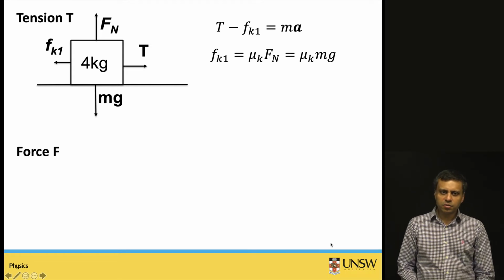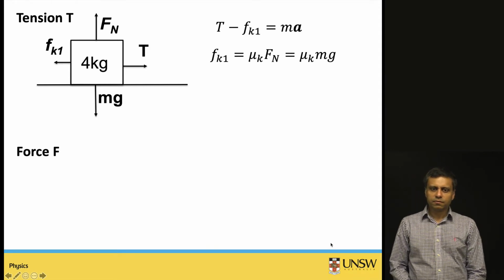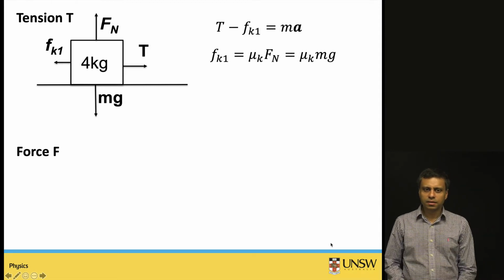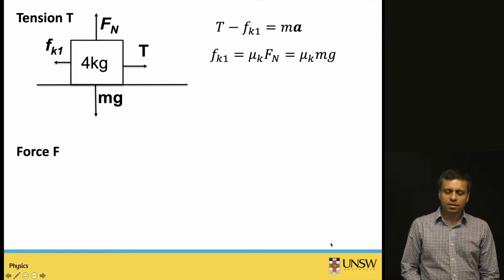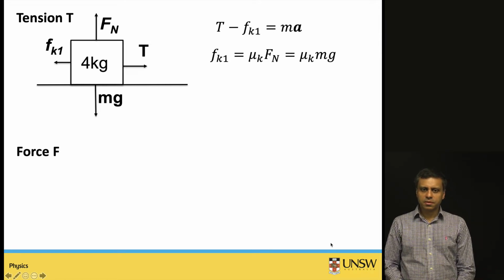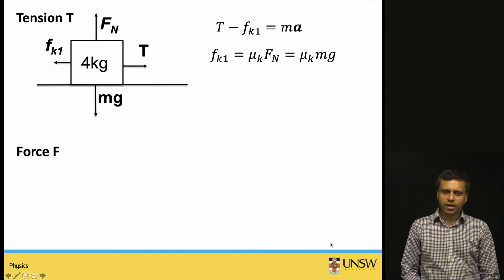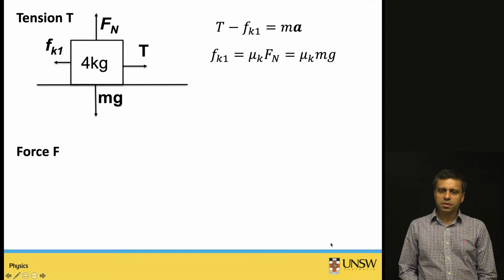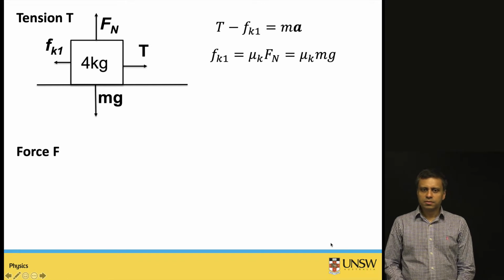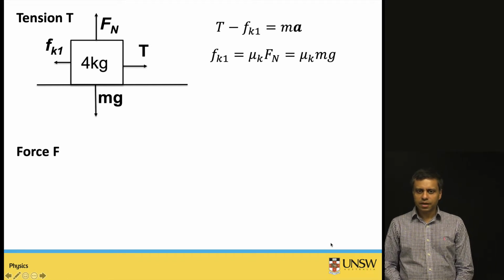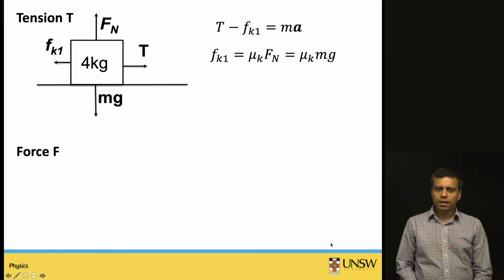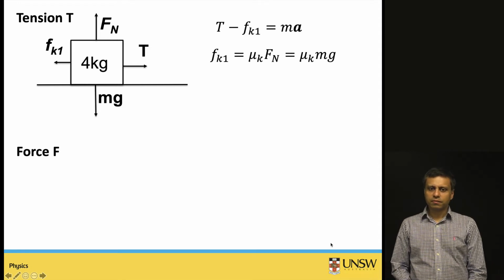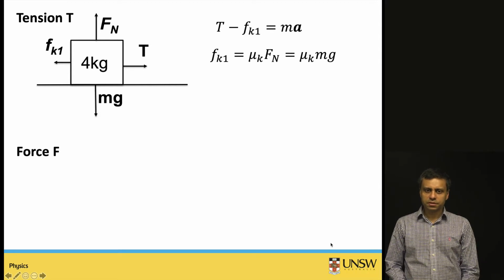And since there is no vertical motion of the block, the forces in those directions cancel out, and we see that there are only 2 forces, Fn and mg. So Fn minus mg should be equal to 0, which means the normal force is equal to the weight mg. And so we can insert mg in place of Fn, and the frictional force is mu k times the mass of the block times the acceleration due to gravity. The coefficient of kinetic friction is given in the problem as 0.1. The mass is given. We know the acceleration due to gravity. Now we know the force due to kinetic friction, Fk1.